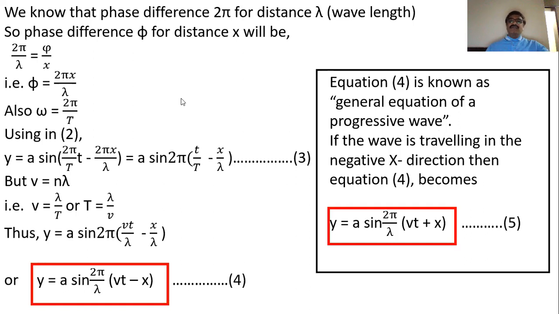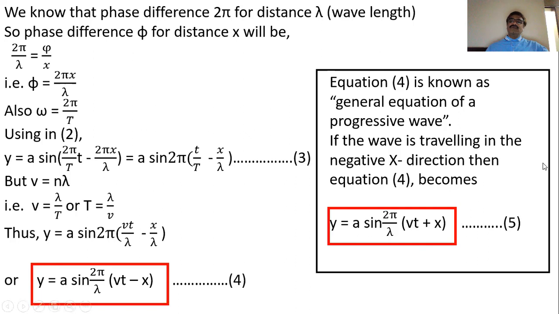Here we have considered that the wave is traveling in the positive x direction. Now if the wave is traveling in exactly the opposite direction, that means in the negative x direction, from our right hand to left hand, then we simply have to change the sign of x, and the general equation of a progressive wave is y equal to a sine 2 pi by lambda into vt plus x, equation 5. So equation 4 represents the general equation of a progressive wave traveling in the positive x direction, while equation 5 represents it when the wave is traveling in the negative x direction.